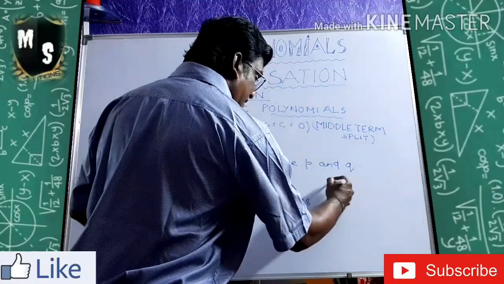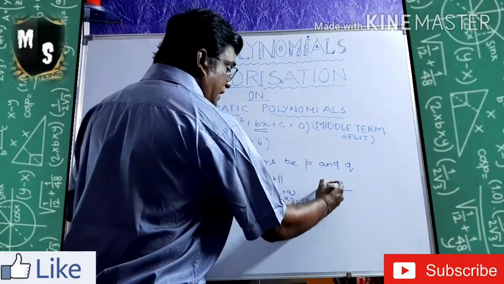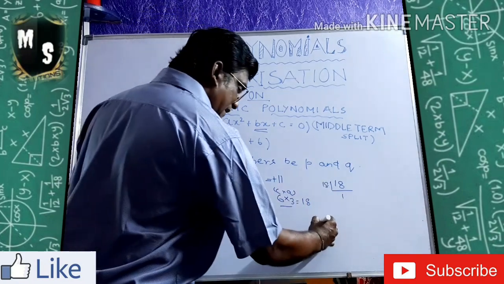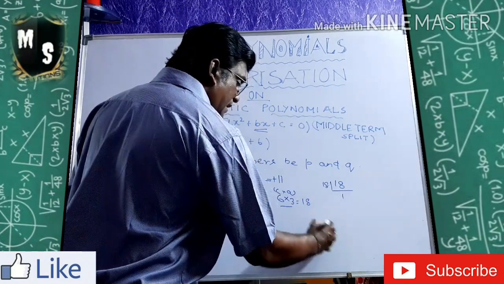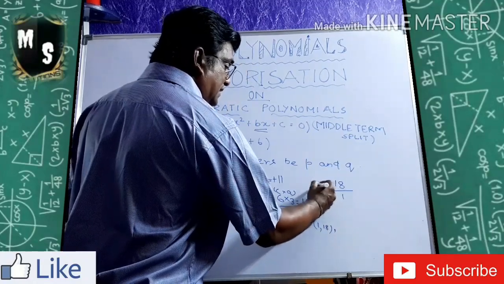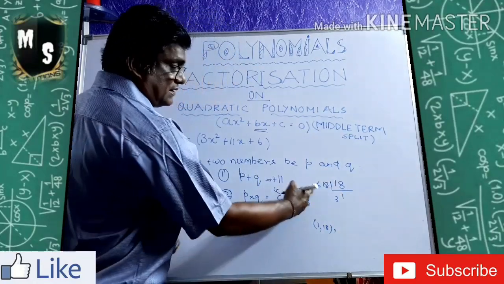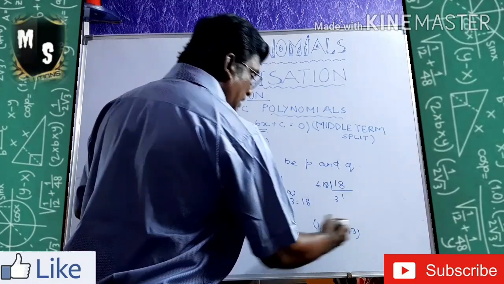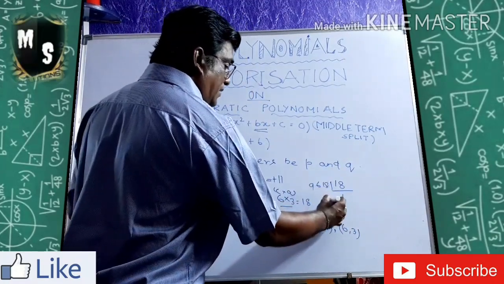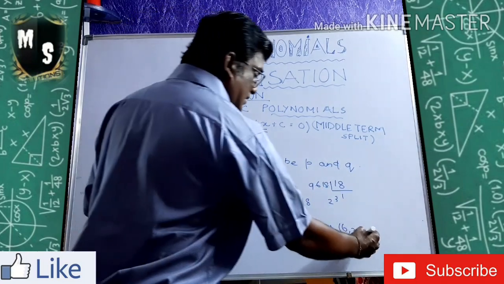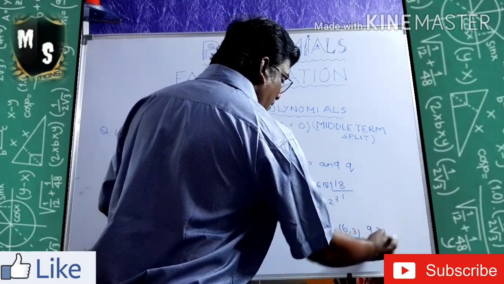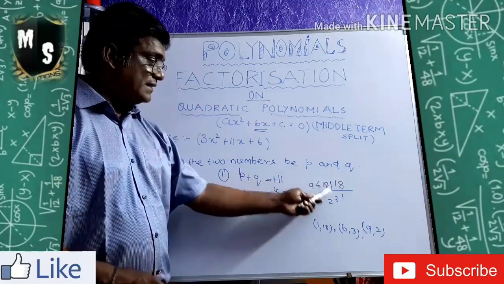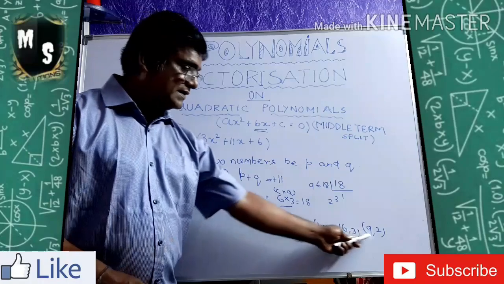See now, I am taking the factors of 18. First, 18 times 1 is 18. This is one pair. So the first pair is 1 and 18. Now the second pair: 6 times 3 is 18. Clear? So the second pair is 6 and 3. Now the third pair: 9 into 2, 9 times 2 is 18. So the third pair is 9 and 2. These are the factors of 18 I selected, so I selected my pairs here.